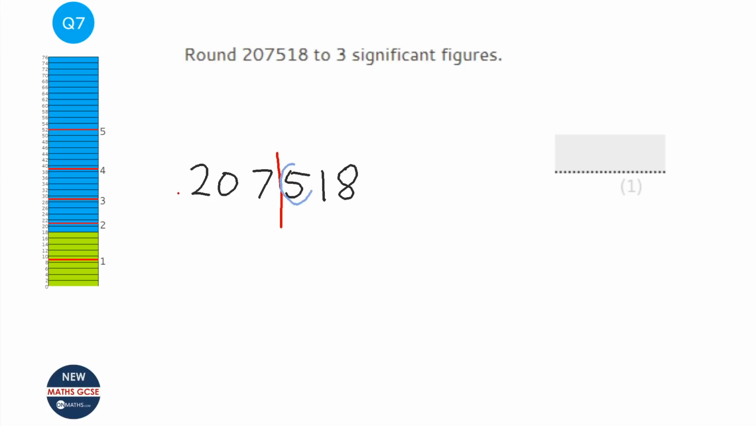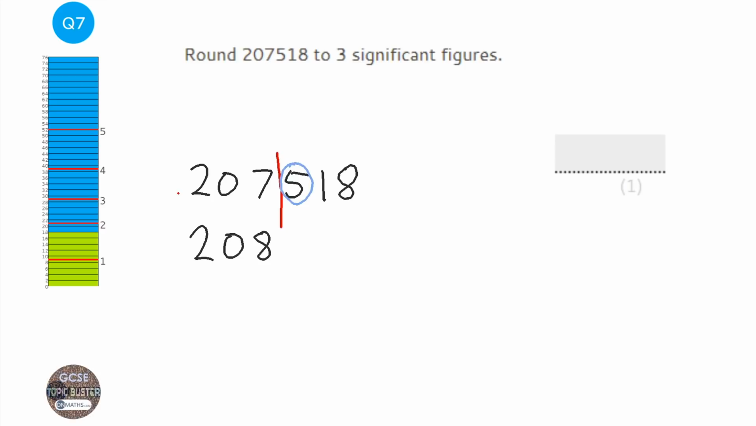But before they do, we need to look at this number, and this is called our decider number. If that number that I've circled in blue is 5 or more, it means the 7 goes up to 8. If it's less than 5, the 7 stays the same. Now because it is 5, that 7 will go to an 8.